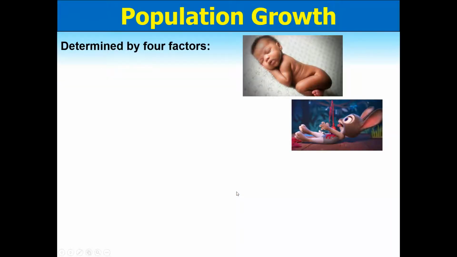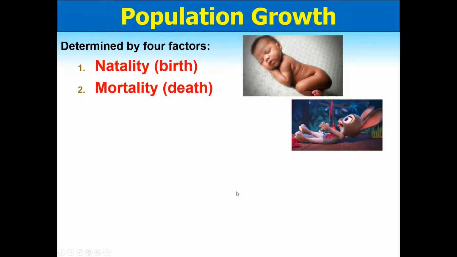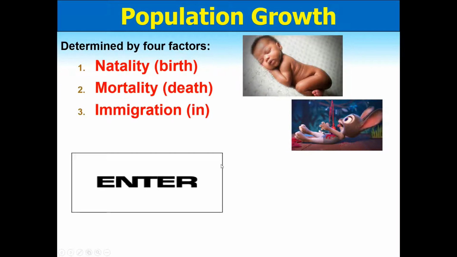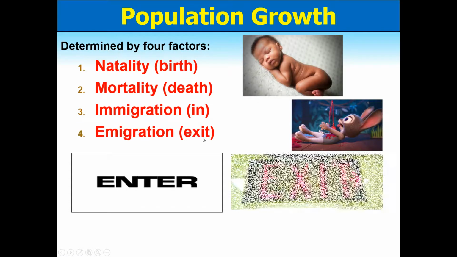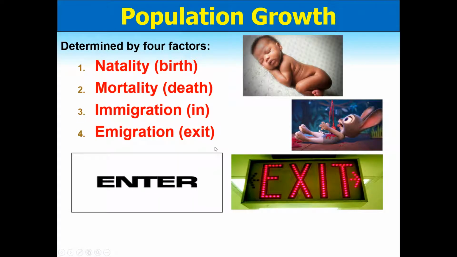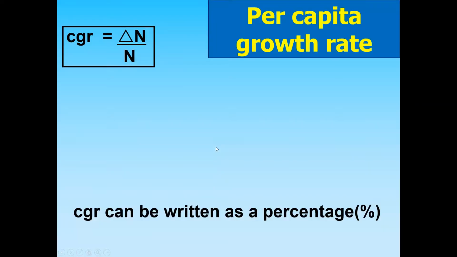Population growth is determined by 4 factors: natality or birth, mortality or death, immigration, which means individuals coming in, and emigration, individuals leaving. The per capita growth rate is the change in number over the initial number.